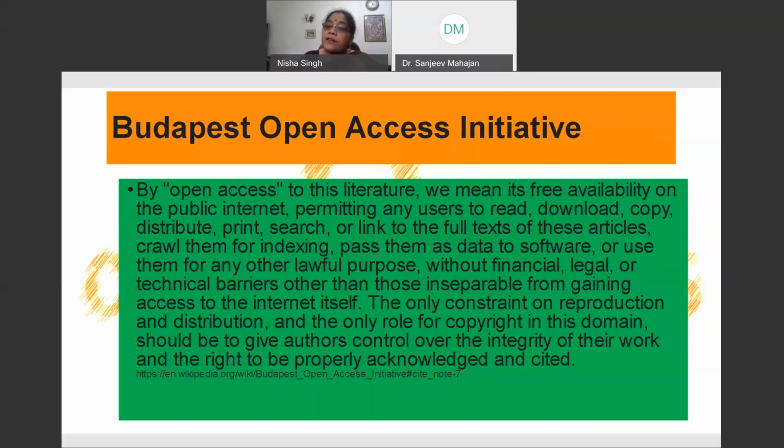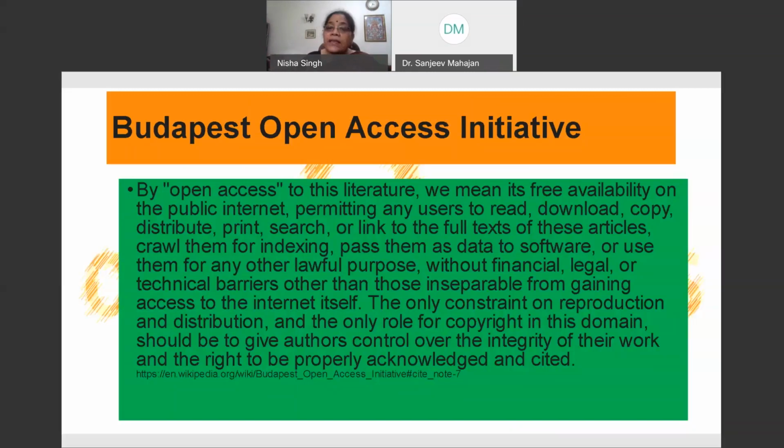To open access, the fundamental is that you should be allowed to read, download, copy, distribute, discuss, search, and give links without any financial, legal, or technical barrier. There should not be payment involved. There should not be legality. Tomorrow someone comes and grabs my collar asking how did you use it. Or there should not be technical barrier that it will open through some software which is again a costly software. Yeah, it will only open in Mac and it will not open in Windows. Things like that. These constraints are not there.